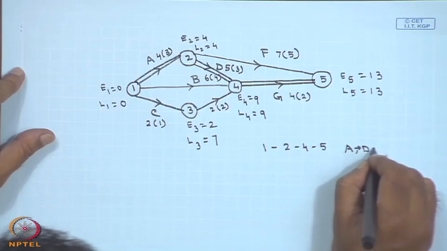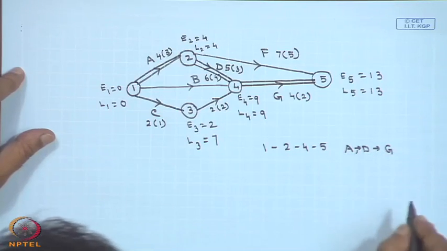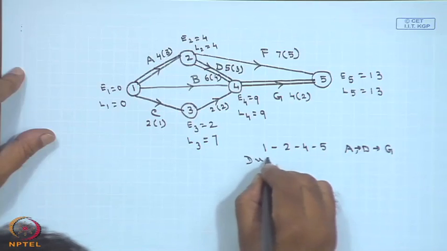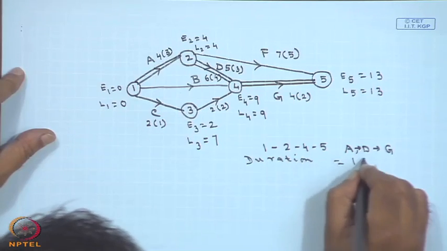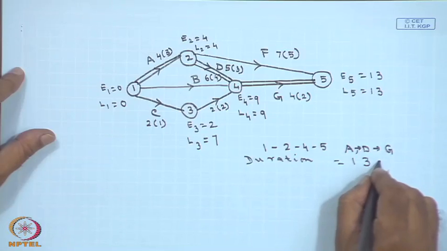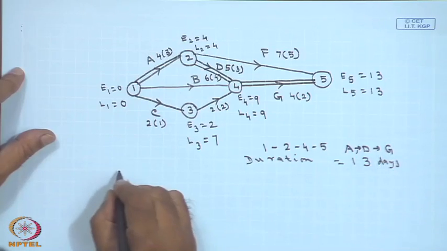So, basically the critical path is 1, 2, 4 and 5, that is A to D, D to G. And what is the duration? Your duration is 13 days. What is the cost now?